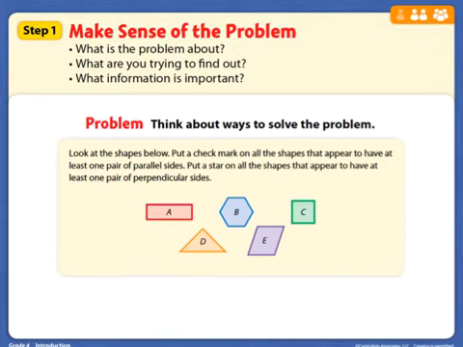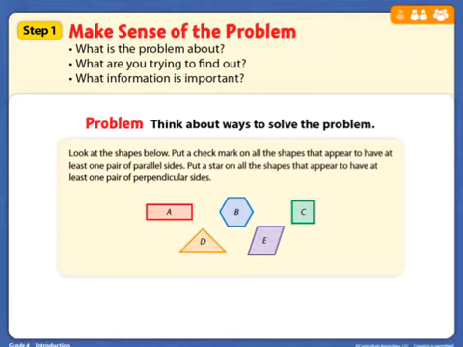All right, let's get started with our lesson. When we start with a question, we want to make sure that we are always making sense of the problem. In order to make sense of the problem, we need to know what is the problem about? What are you trying to find out and what information is important? That's why we follow the 6 steps of answering a problem.